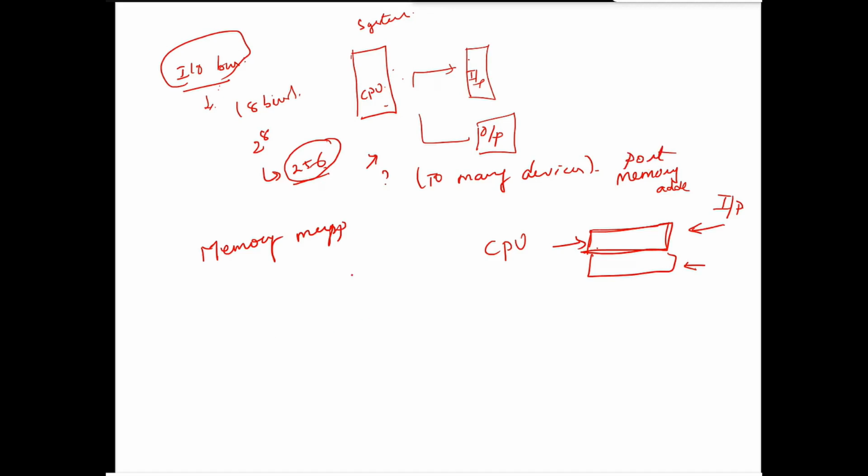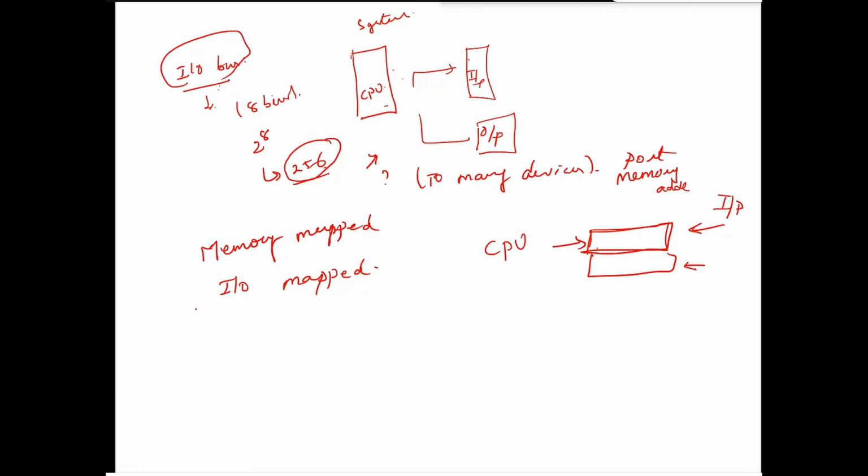And with respect to that, you have two terms, memory map and I/O map. What is this? Have you heard these words? Memory map uses a common bus. The same address space is used for both. It uses a common address bus.